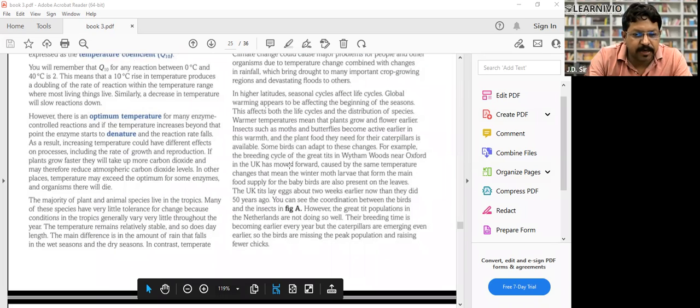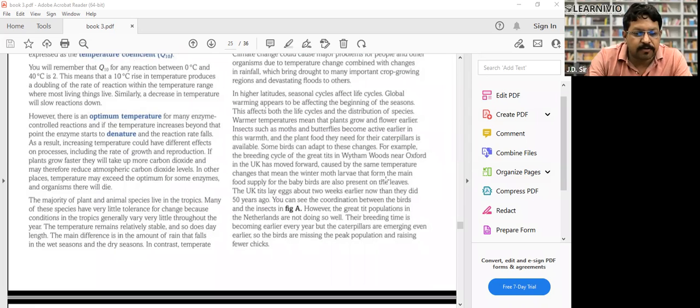For example, the breeding cycle of the great tits in Wytham Woods near Oxford in the UK has moved forward, caused by temperature changes that mean the winter moth larvae, the main food supply for the baby birds, are also present in the leaves. The UK tits lay eggs about 2 weeks earlier than they did 50 years ago, right?